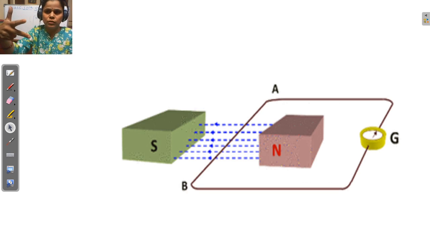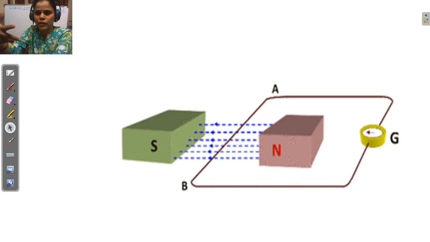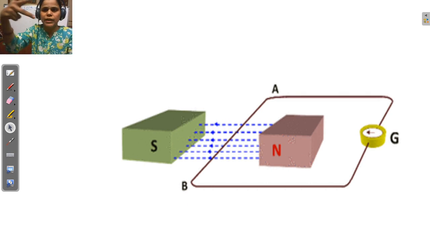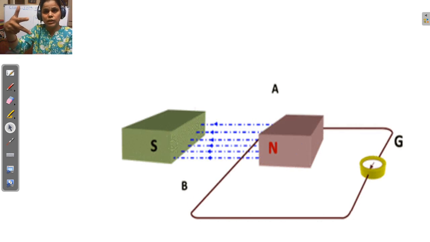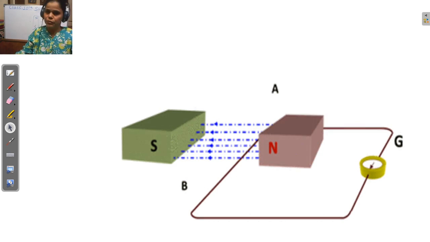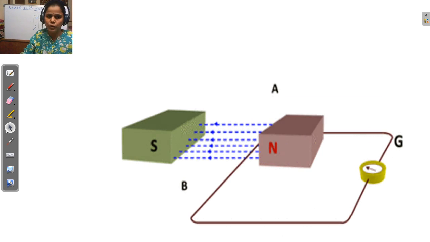So just observe this arrow of the current. When the direction of the force is upward, the direction of the current is in this direction, the direction of the middle finger. So this is the right hand rule. Understand? I hope you understood.